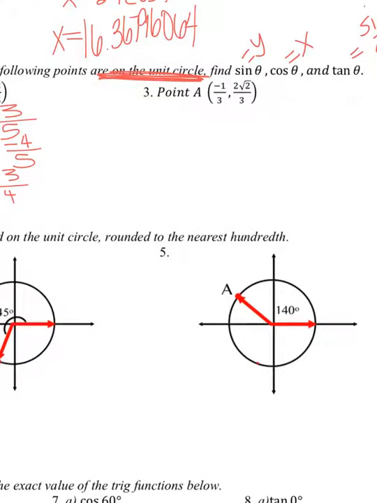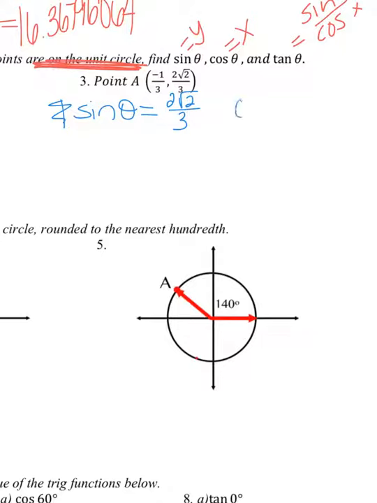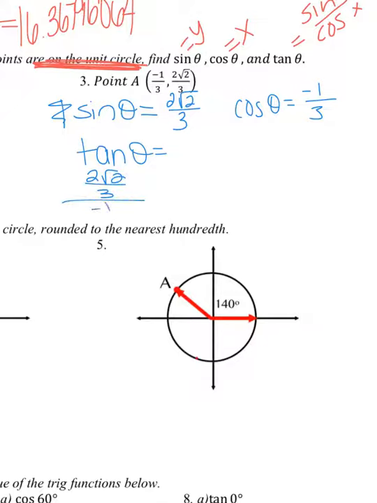For number 3, same thing, just different numbers. With the radicals, it might be a little bit more confusing, but it's really just the same concept here. So I want to find the sine of theta, cosine theta, and tangent of theta. I don't know what theta is, but because I have the point, I know that the sine of theta is the y value. The cosine of theta is the x value. So negative 1 over 3. And then the tangent of theta we have to do a little bit more work for. So in this case, it's 2 square root of 2 over 3 divided by negative 1 over 3.